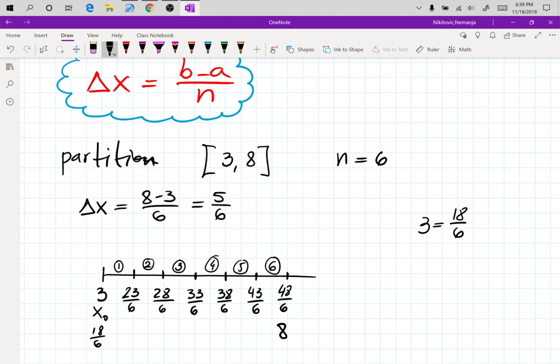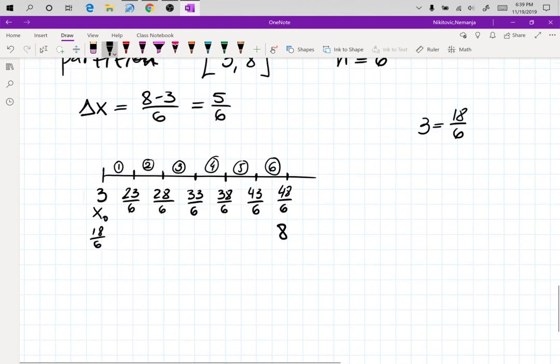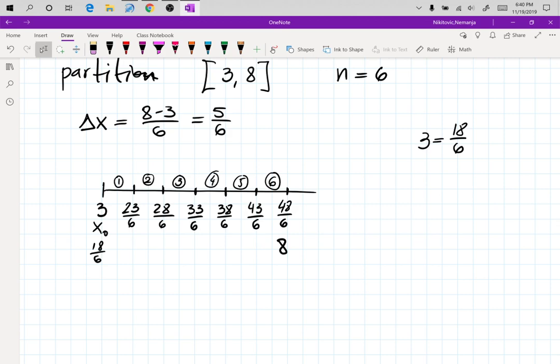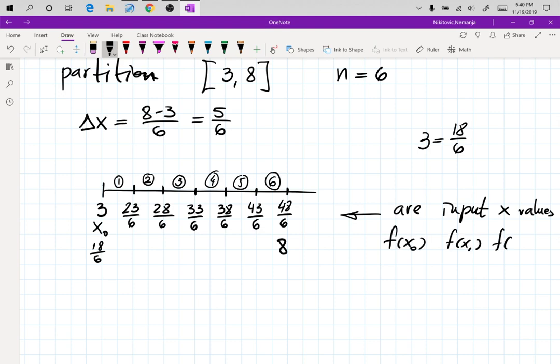So the heights now are going to be f of 3, f of 23 over 6, f of 28 over 6. I know it's annoying, but again, we're not doing any calculus. We are calculating arithmetic here. Once we know these input x values for f of x0, f of x1, f of x2, we can calculate all of the heights.